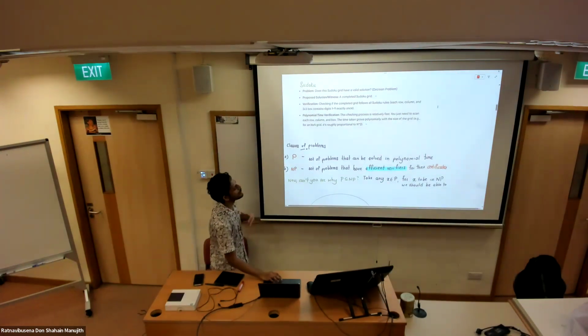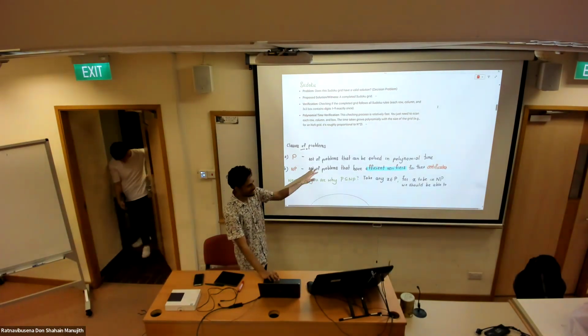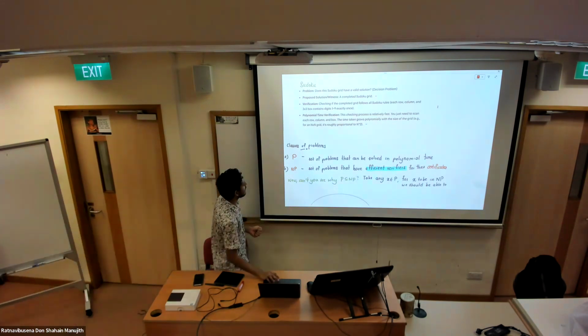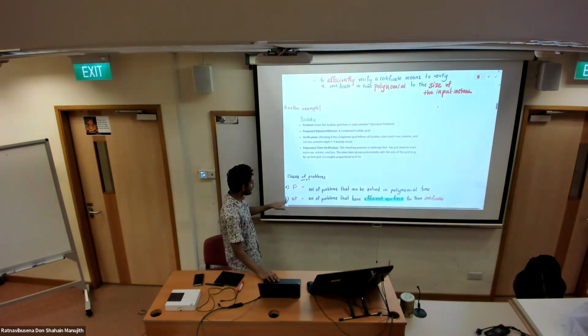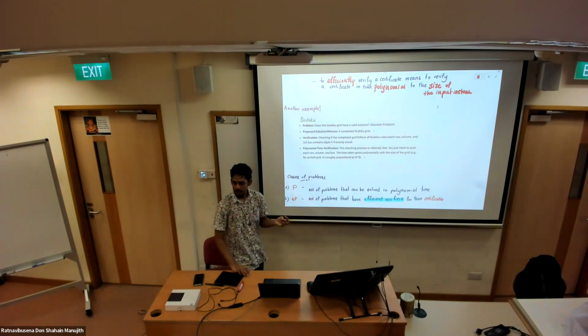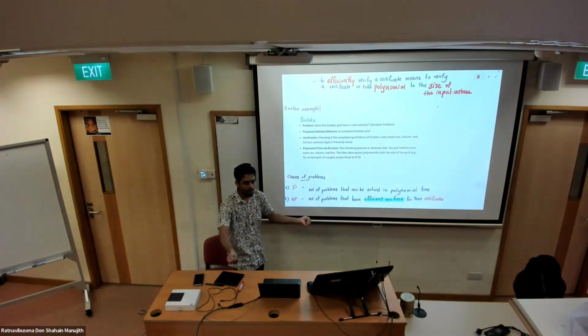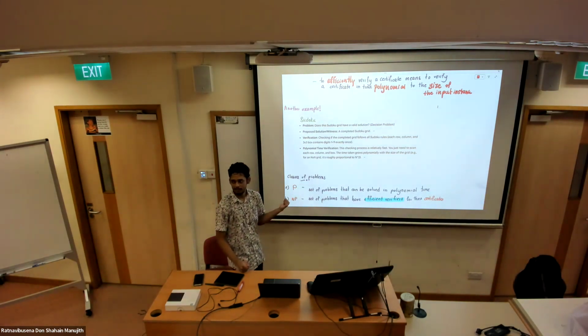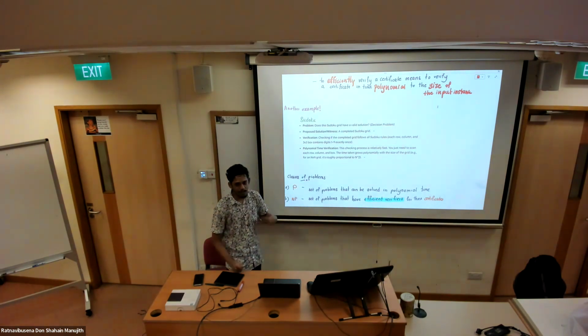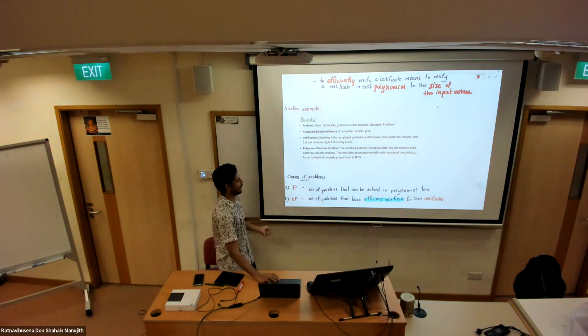Okay, right. So class problems. P is the set of all problems that can be solved in polynomial time. These are the problems that you usually deal with. And NP is a class of problems that have efficient verifiers for their certificates. That means if someone gives you a certificate for an NP problem, you can verify that certificate in polynomial time. So P is solvable in polynomial time. NP is verifiable in polynomial time.